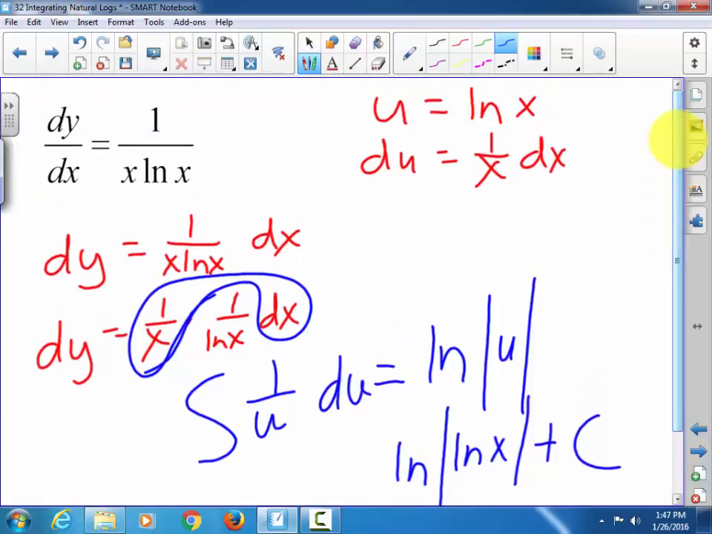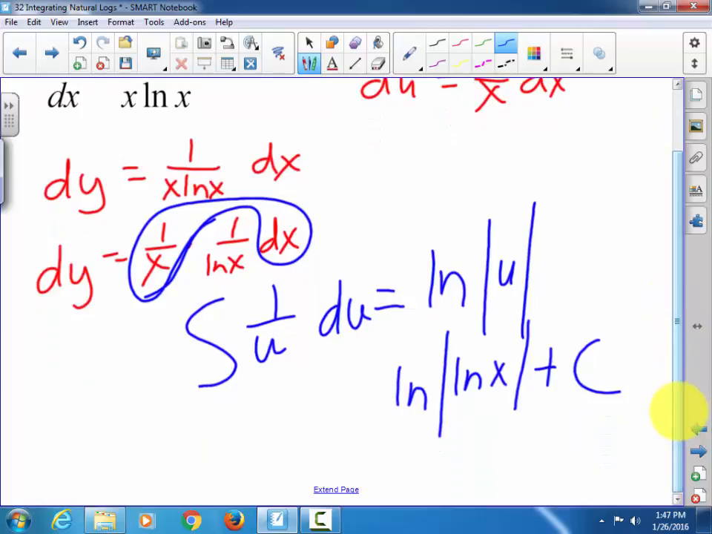The absolute value bars were not in there originally, so we don't have to put them in there. It wouldn't be wrong to put them in, but since they were not there, we don't have to. It's the ln of the ln of x. That would be simple enough.